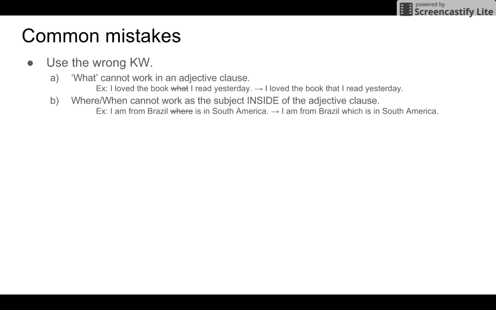Or they try to use where and when as a subject. If we look at the example, I'm from Brazil, where is in South America. Where is before the verb is, so it's working like a subject, and actually in English that's not allowed. So you have to say, I am from Brazil, which is in South America.